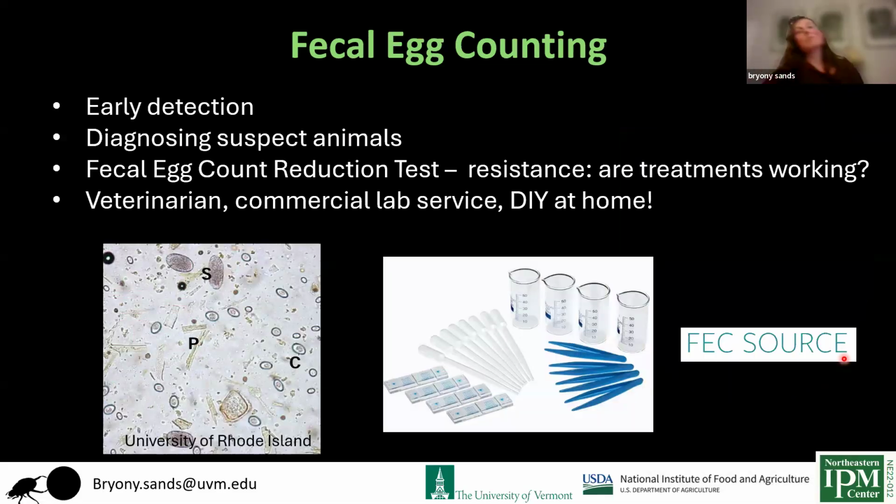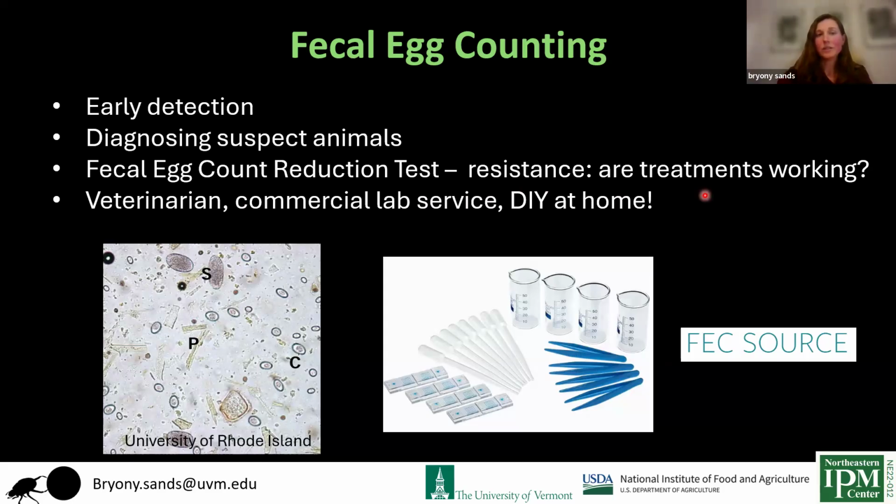Okay, so going into a bit more detail about fecal egg counting. This is, as I mentioned, quite a straightforward and cheap method that can be used to detect problems early in the herd so that we can keep on top of problems before they get out of hand. It can also be used to diagnose animals that we suspect do have an issue. And then it can also be used to detect resistance to treatments in worm populations on our farms.